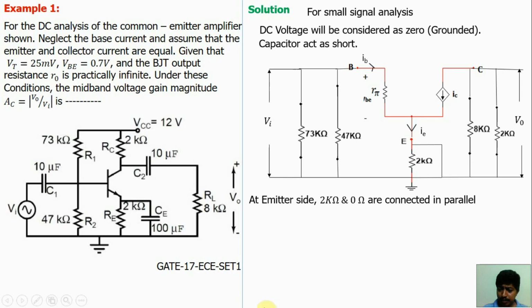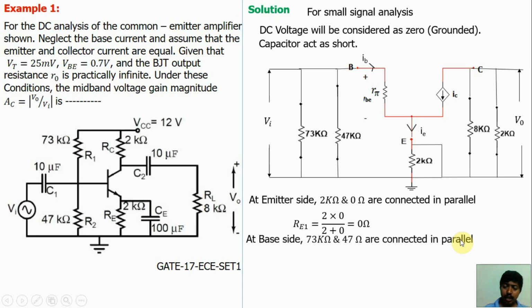At the emitter side, the 2 kilo ohm resistor and the short circuit, which means 0 ohm, are connected in parallel. What is the equivalent value RE1? If two resistors are in parallel, the equivalent is R1 R2 by R1 plus R2. We will get 0 ohm. So the total resistance for the emitter side is 0 ohm.